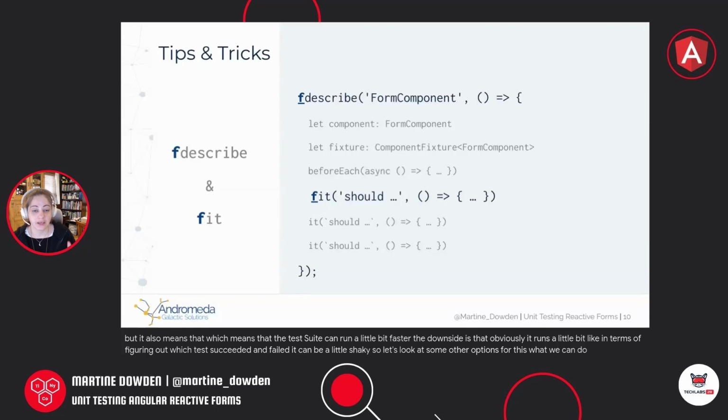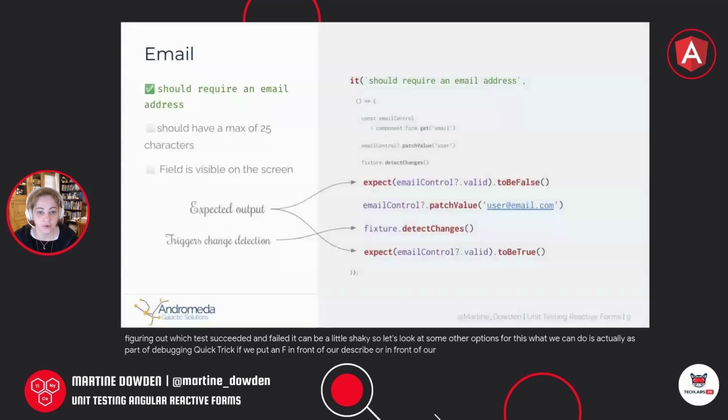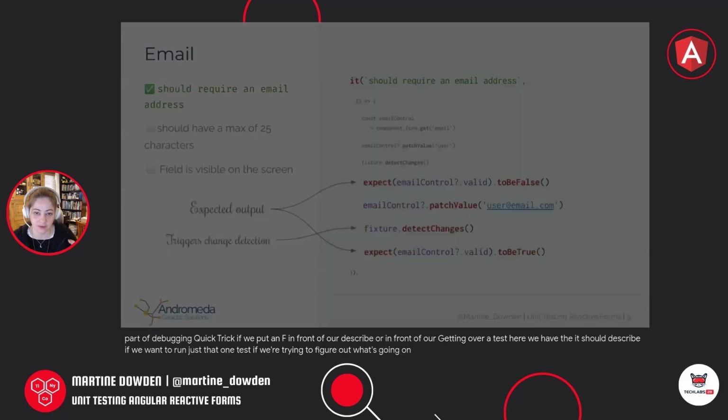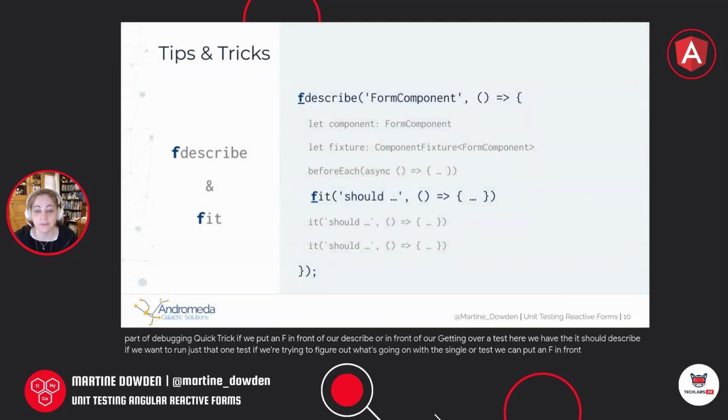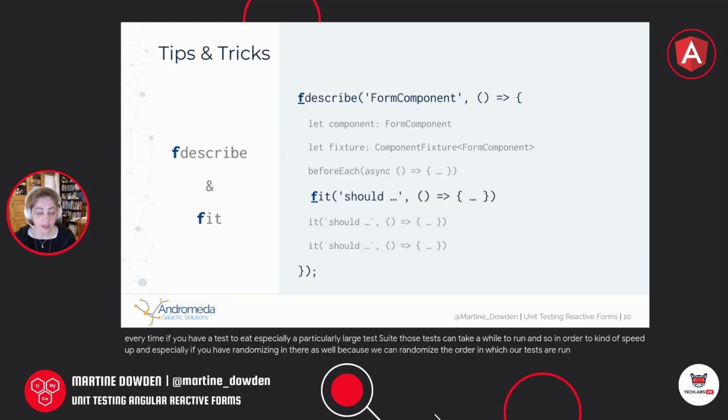As part of debugging, here's a quick trick: if we put an F in front of our describe or in front of our it, at the beginning of our test here, where we have the it should describe, we can run just that one test. If we're trying to figure out what's going on with the singular test, we can put an F in front of it. If you have a test suite, especially a particularly large one, those tests can take a while to run, especially if you have randomizing in there as well, because we can randomize the order in which our tests are run.